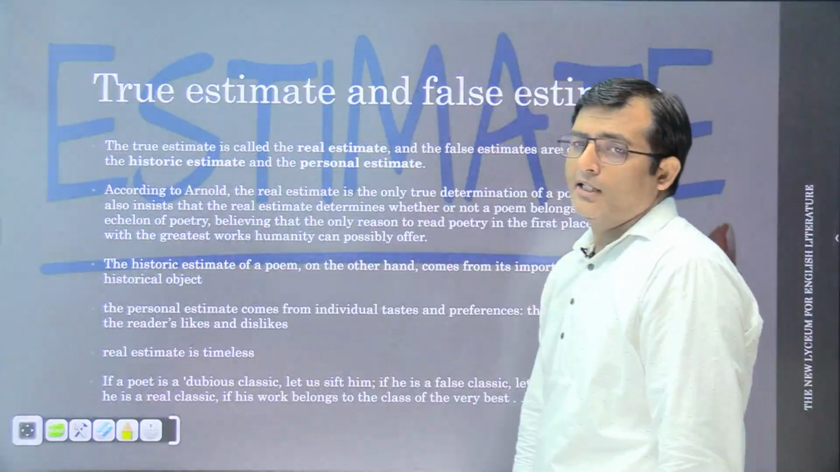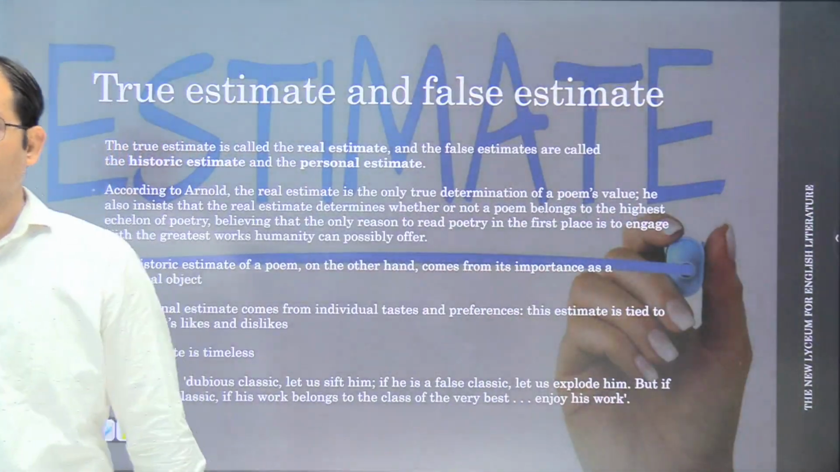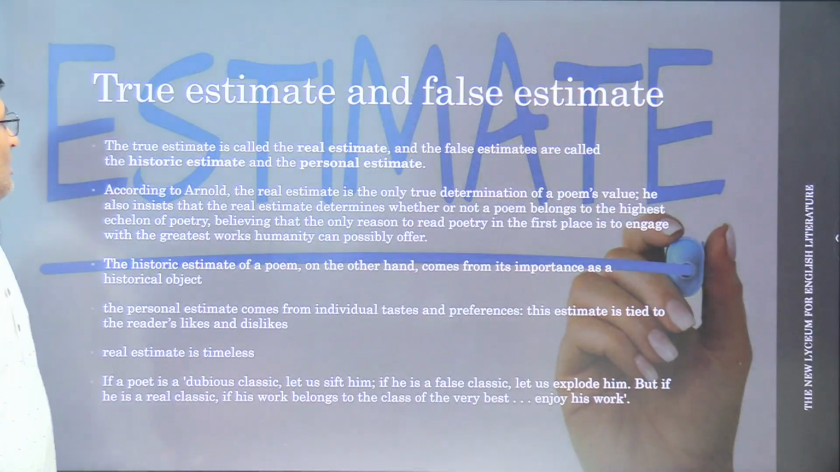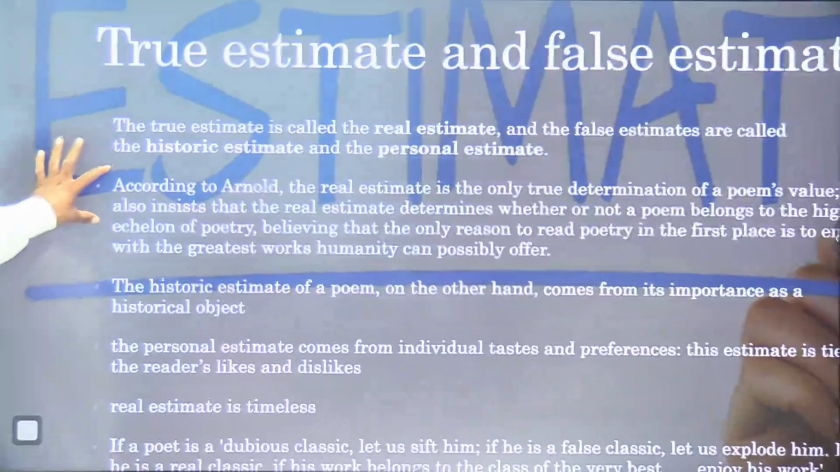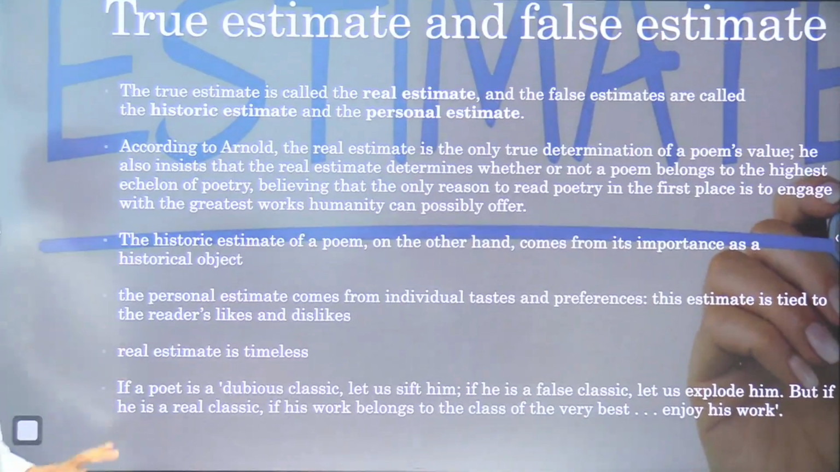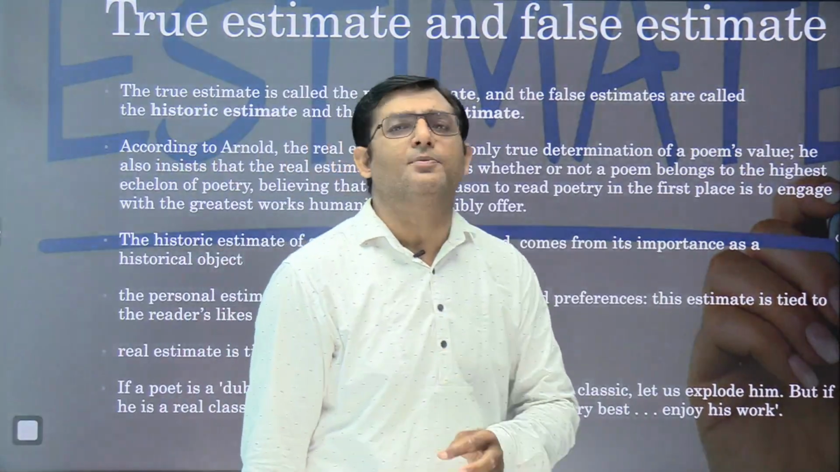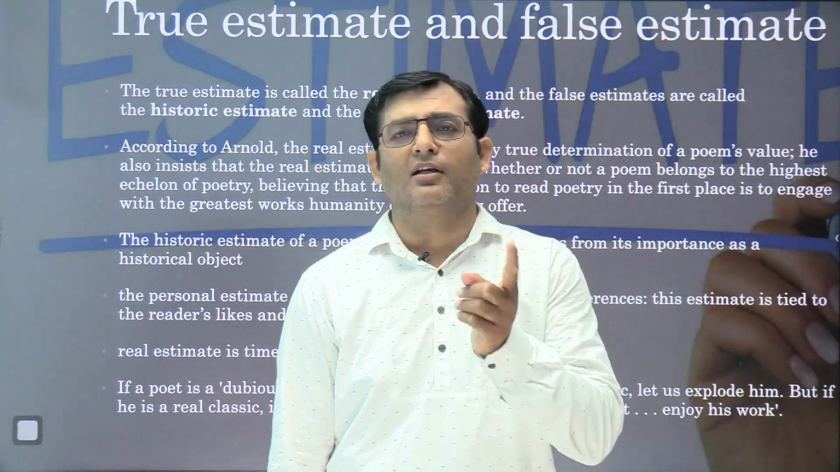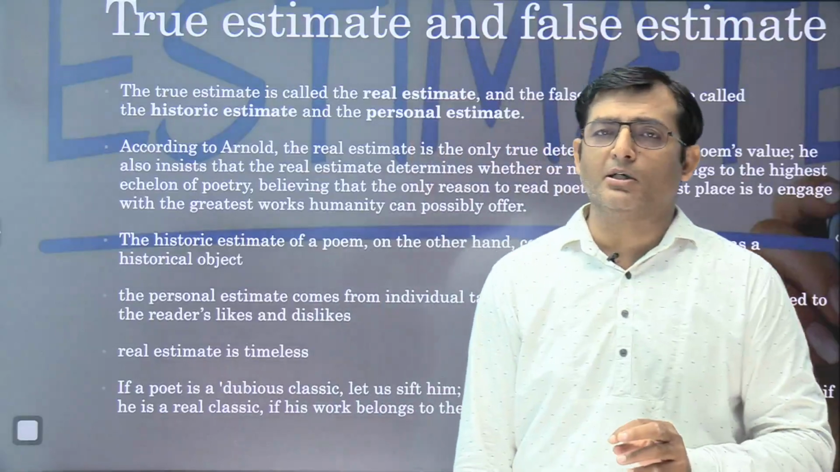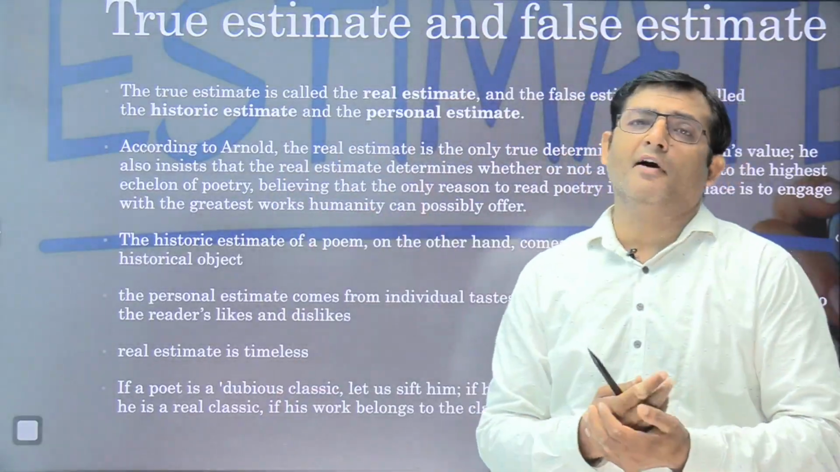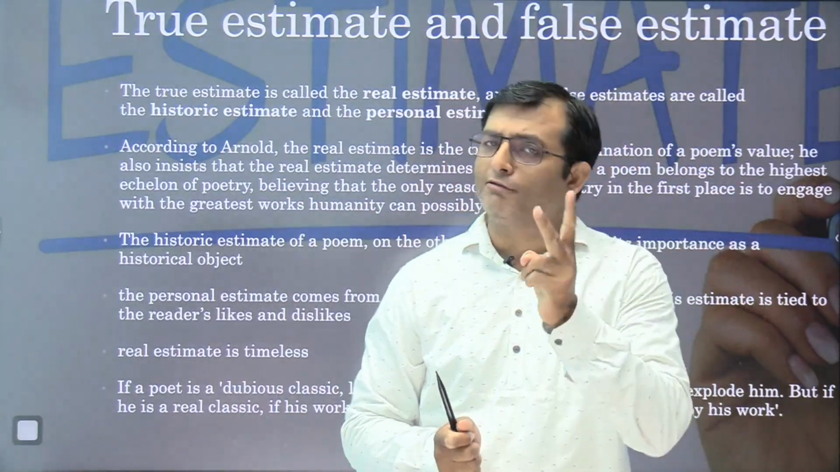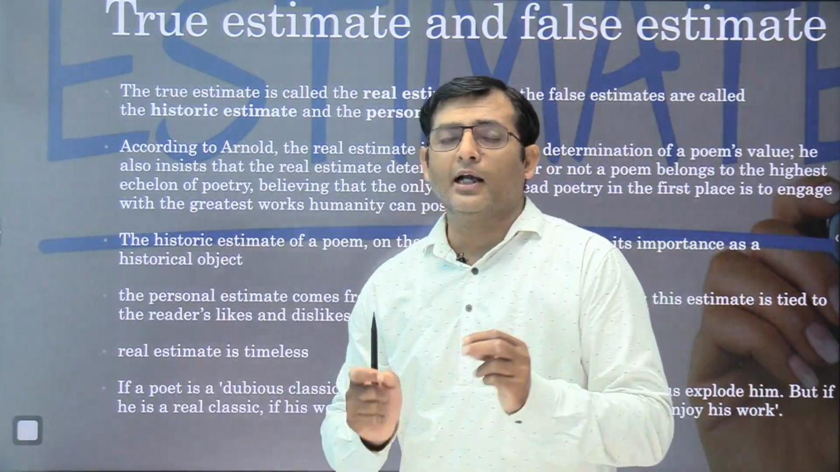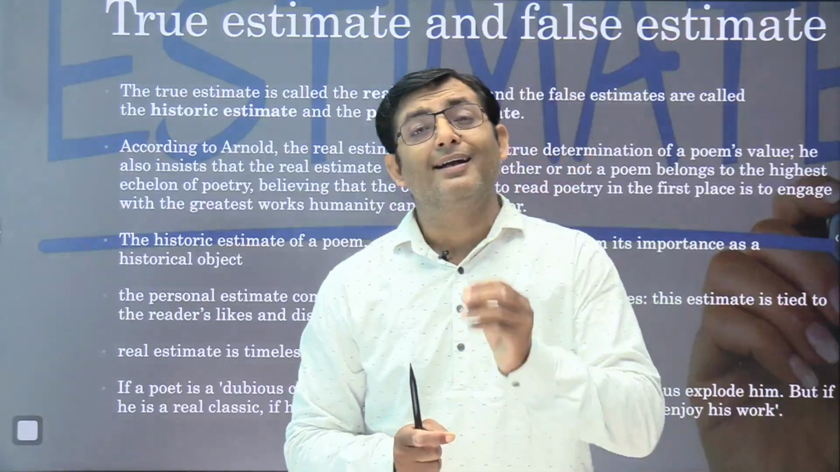True estimate and then false estimate. The true estimate is called the real estimate, and the false estimates are called the historic estimate and the personal estimate. How to judge poetry? According to Matthew Arnold, there are two ways. One is the correct way and another is the incorrect way. Right, there are two types of estimation, true estimation and false estimation. And then false estimation is of two types, personal and historic. The false estimates are called historic estimates and personal estimates, and the true estimate is called the real estimate.